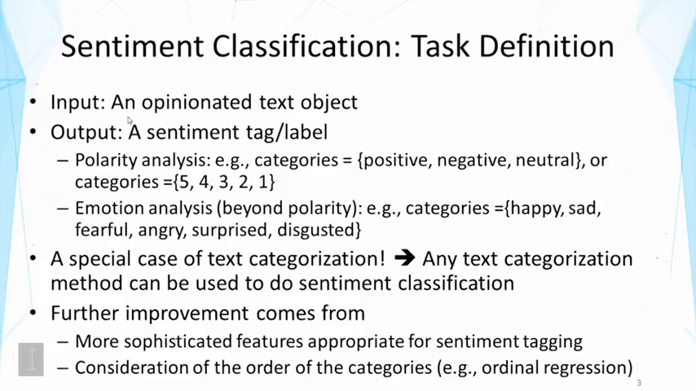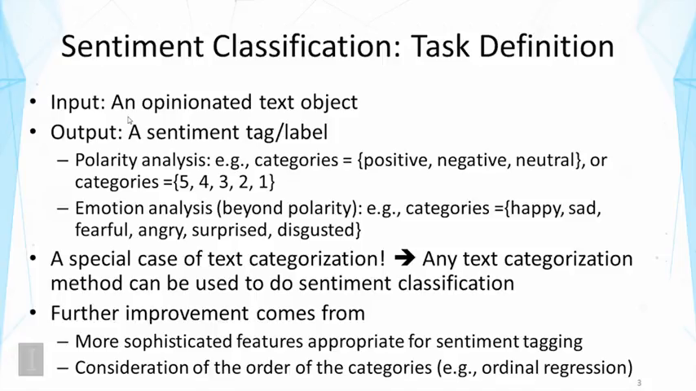Sentiment classification can be defined more specifically as follows. The input is an opinionated text object. The output is typically a sentiment label or sentiment tag, and that can be designed in two ways. One is polarity analysis, where we have categories such as positive, negative, or neutral. The other is emotion analysis, which can go beyond polarity to characterize the feeling of the opinion holder.